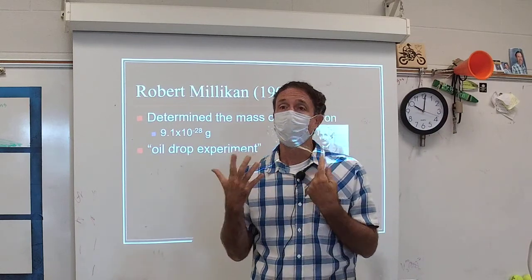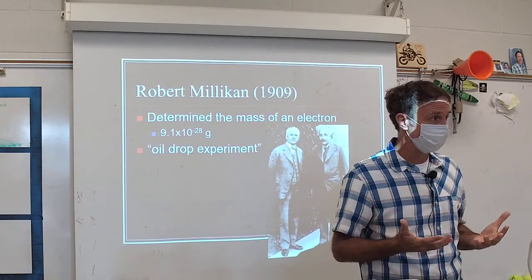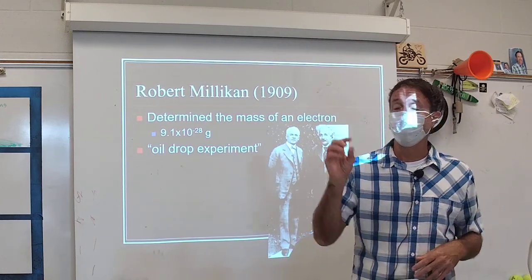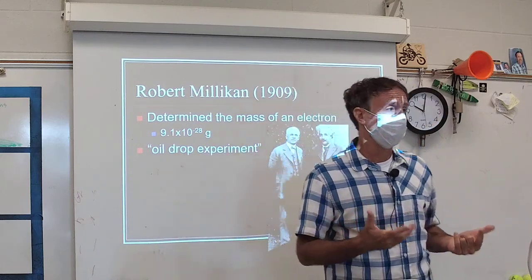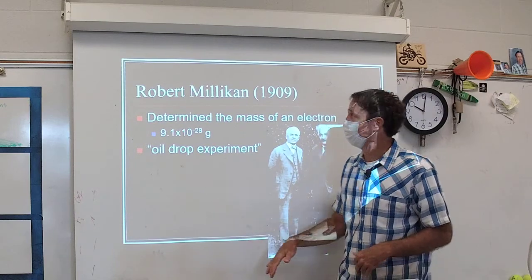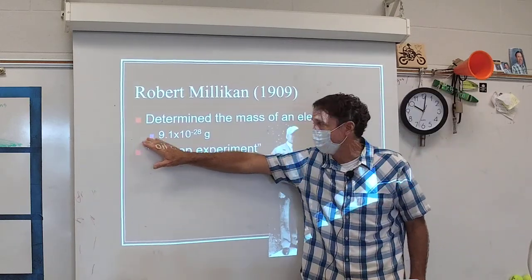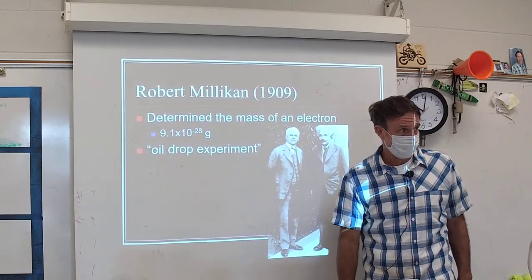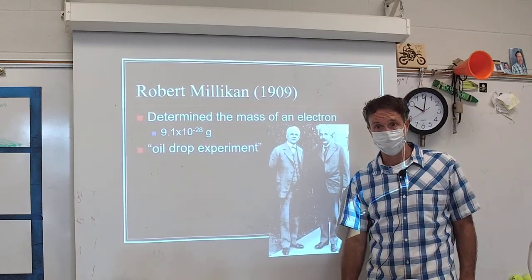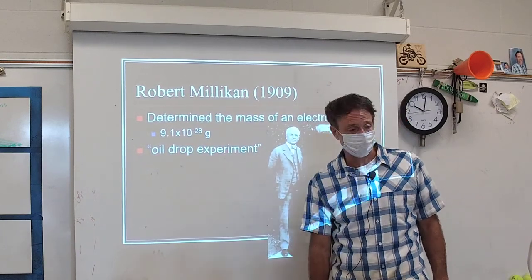Now, if you knew approximately how many electrons you should have in the oil, and you knew that you moved those electrons off, then you could come up with the weight of an electron. So we're talking about 1909, calculating the mass of something that's 9.1 times 10 to the negative 28 grams, which was pretty accurate. So that's pretty much how that was done.